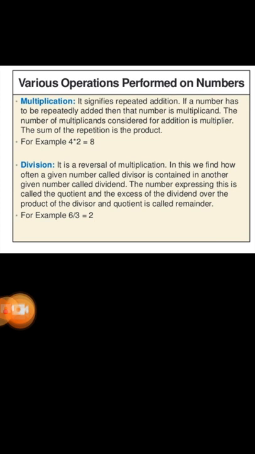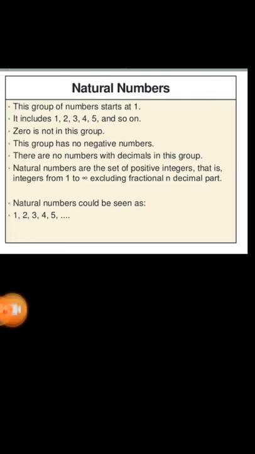Next, we discuss division. It is a reversal of multiplication. In this, we find how often a given number called the divisor is contained in another number called the dividend. The number expressing this is called the quotient, and the excess of the dividend over the product of the divisor and quotient is called the remainder. For example, 6 divided by 2 is equal to 3.